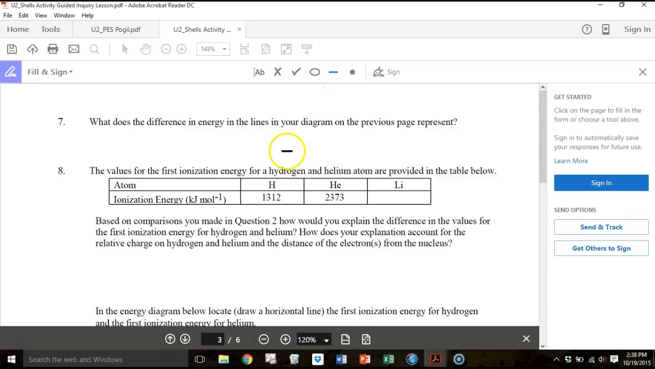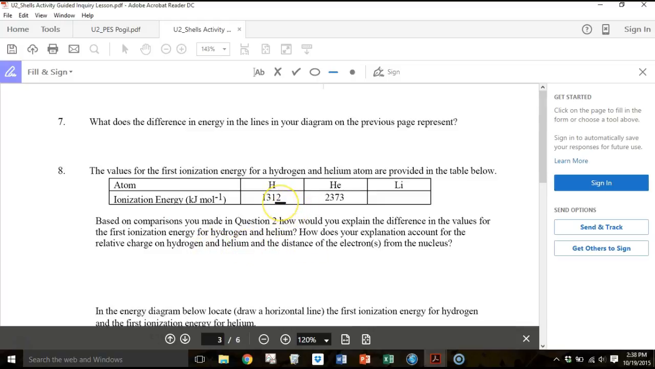Okay, so the energy difference again is that ionization energy. And so if we're looking at this trend for hydrogen and helium, if you just go along with what the numbers seem to be doing, 1312, 2373, you had to make a prediction. You might guess that these ionization energies are going to be increasing as you go from hydrogen to helium to lithium. Then it says, based on comparisons you made in question 2, how would you explain the differences in the values of the first ionization energy for hydrogen and helium?